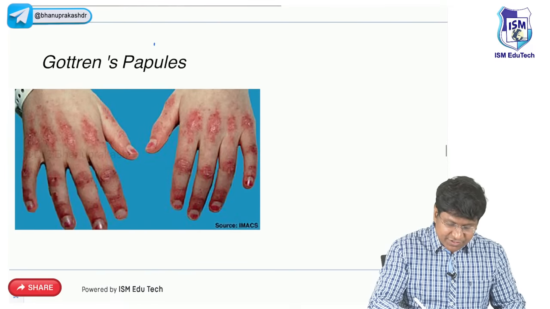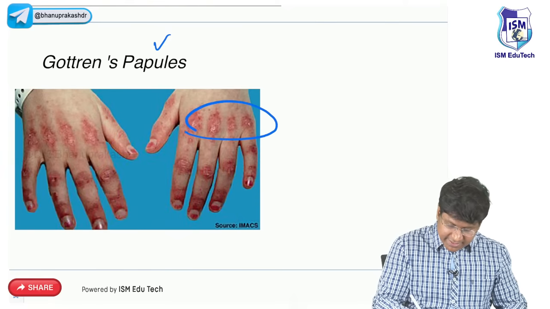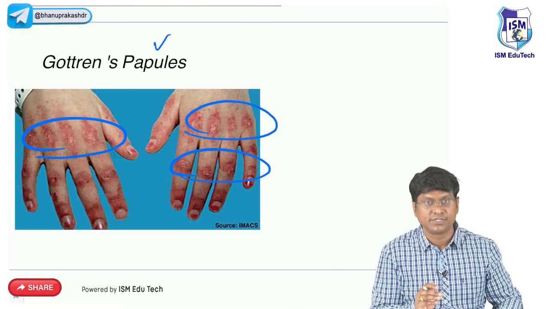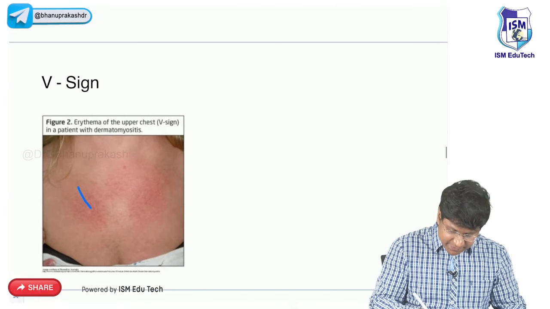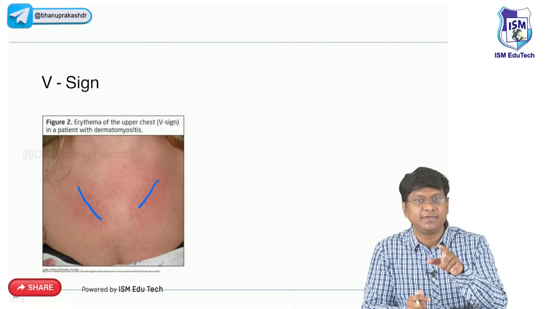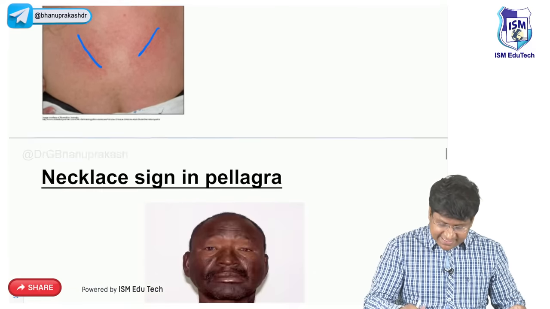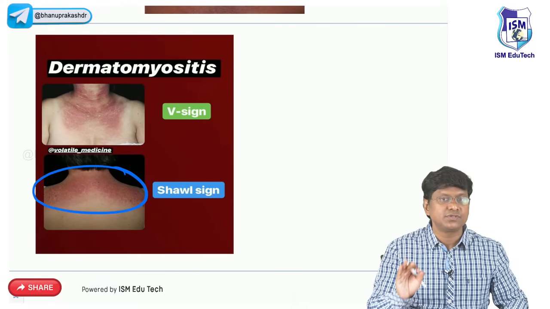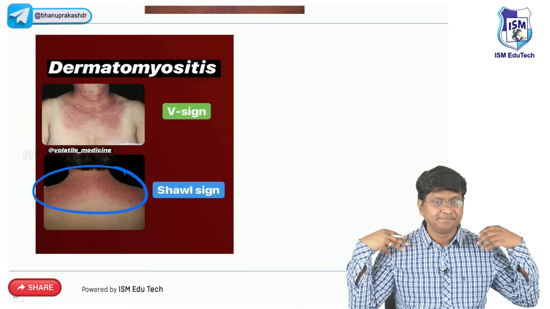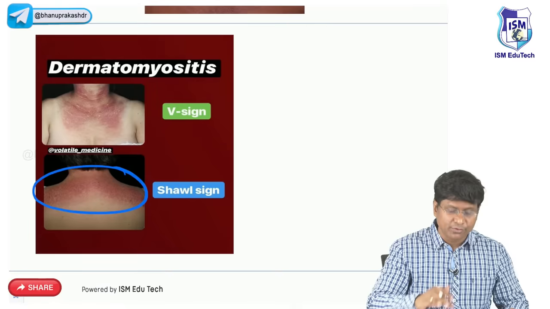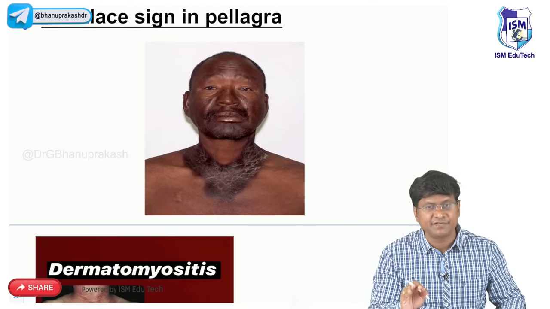The next important skin manifestation is Gottron's papules. They are nothing but erythema of the knuckles. Next, we have the V sign and the Shawl sign. What is the V sign? It is an erythematous rash present over the anterior surface of the chest, the upper part of the chest. The Shawl sign is the same thing, an erythematous rash distributed over the shoulders. You need to know one differential diagnosis of the V sign, which is the necklace sign, seen in niacin deficiency, that is pellagra.